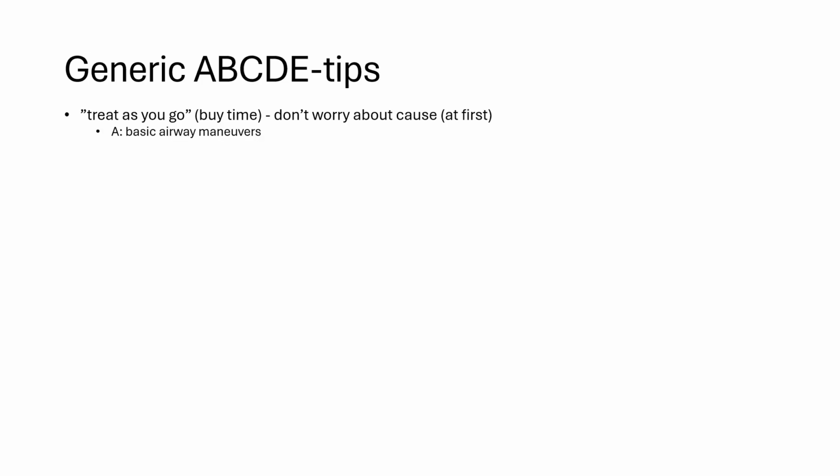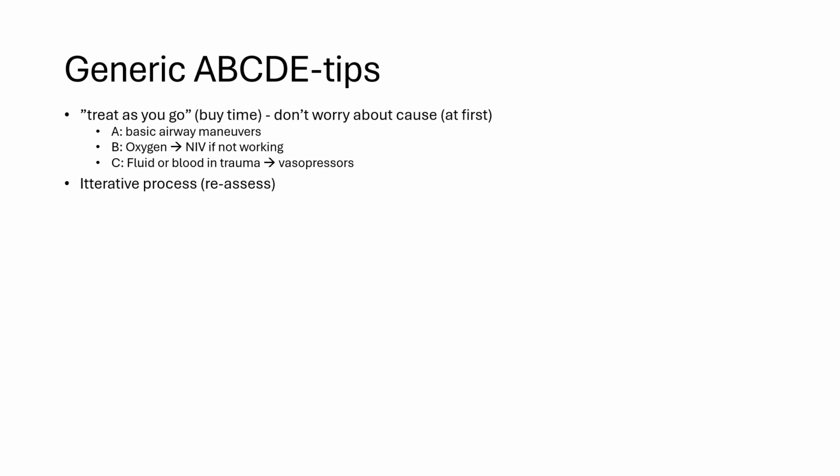Under A, you do basic airway maneuvers like jaw thrust and so on. Might put in an oropharyngeal or nasopharyngeal airway, oxygen, and if that doesn't work, it might be shunting, and then you put on NIV. C, fluids, and then maybe vasopressors if that doesn't work, and blood if it's a trauma. And then it's important to do this.